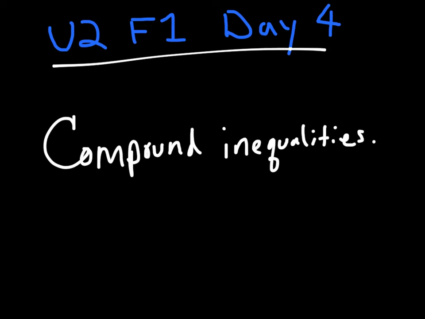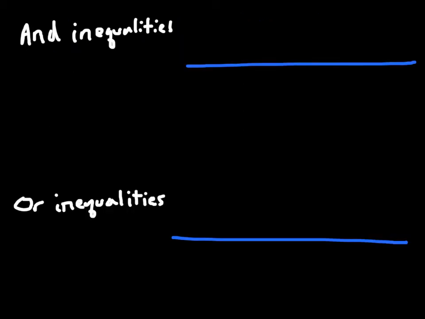This is on compound inequalities. Okay, we have two types of compound inequalities. We have AND inequalities and OR inequalities. When we're talking about AND inequalities, that means that we need both. So what does that mean?